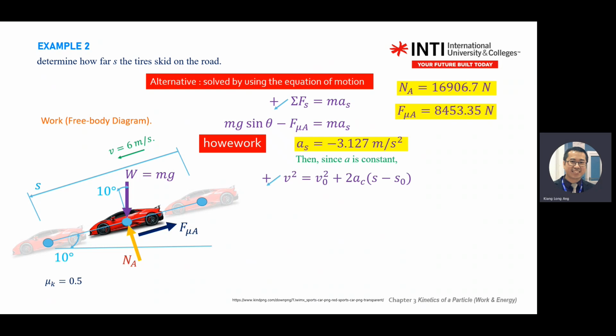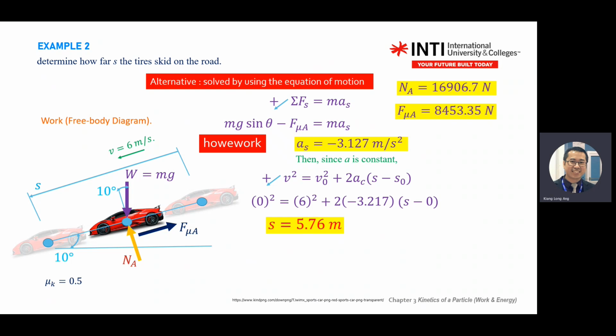Then a is constant, so you can use the motion equation. In this case, we are interested to know the distance. You know the final velocity is 0, the car stops. The initial velocity was 6. The acceleration you calculated is -3. The distance you traveled is s minus 0. You get your distance, the same 5 point something.